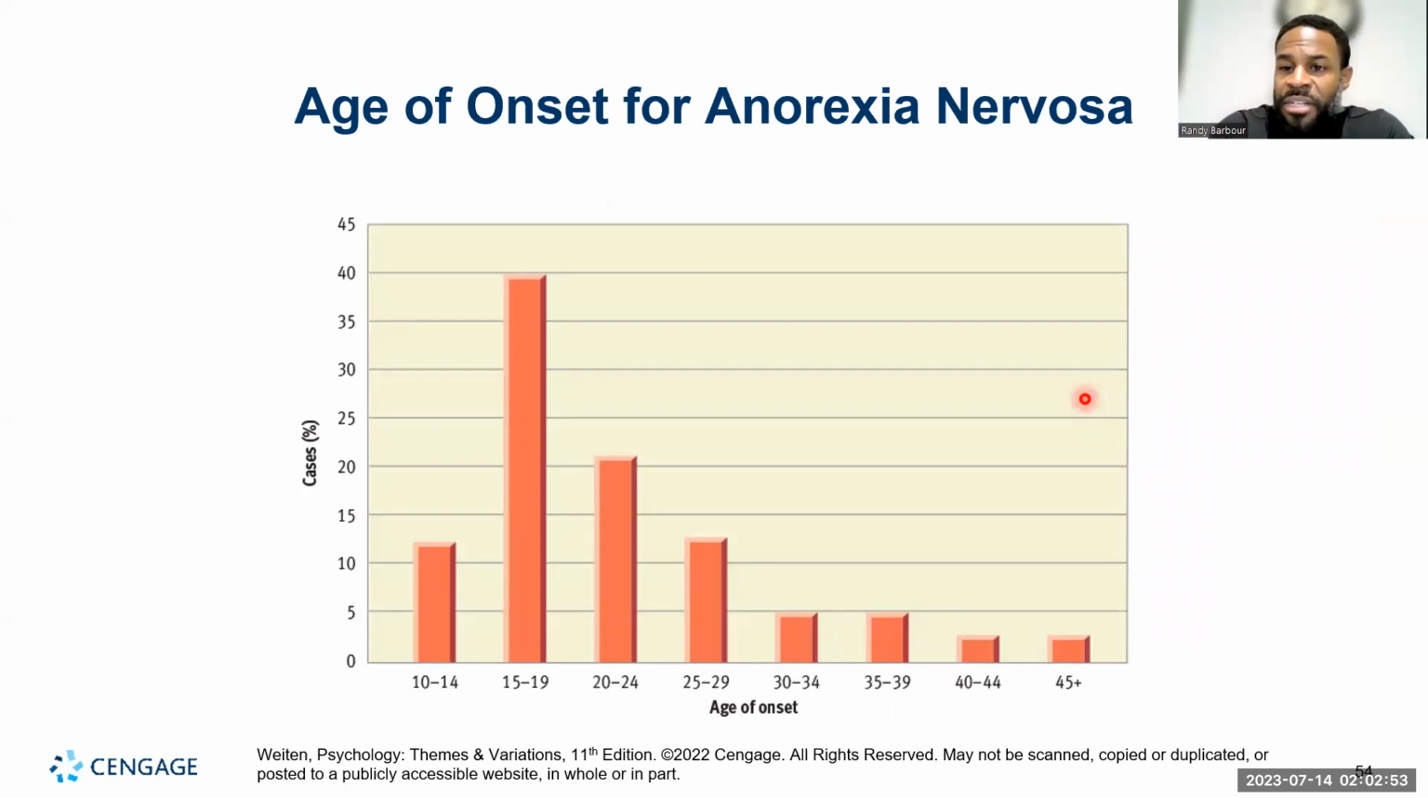The age of onset for anorexia nervosa, you see that the highest bar here, 40% of the cases, they're around 15 to 19 years old. I want you to think about why that might be the case. 15 to 19 are teenage years, why is that the case? You got teenage girls oftentimes, right? They have these images that they see on Instagram, TikTok, and on social media and in movies, right? And they want to look a certain way. And oftentimes, those are the individuals who are going to experience the worst and be diagnosed with anorexia more often than anything because of the image that they're trying to maintain.